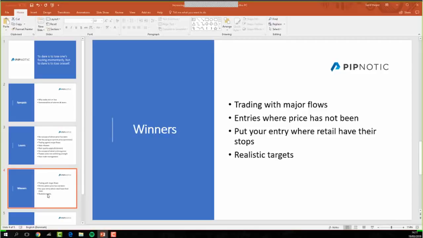Okay, and so also, a lot of the winners that we have looked at are a result of us putting our entries where price has not been. And there's a very easy little trick that I will show you in just a minute that'll help you put your entries in a slightly better place. And it's related to this here. I'm just going to show you an example just in a second.